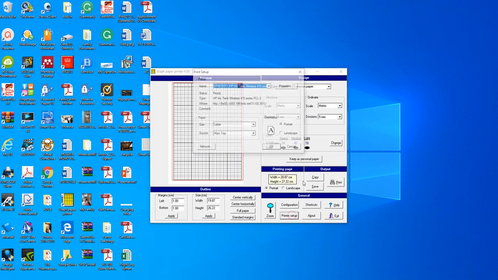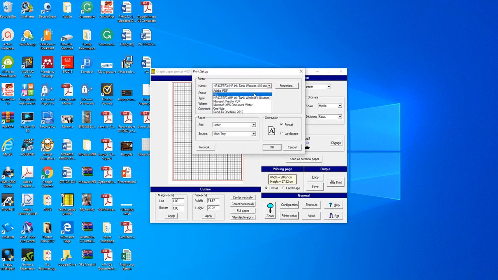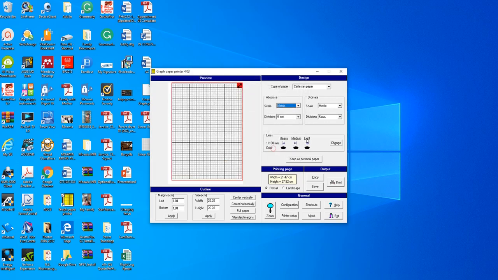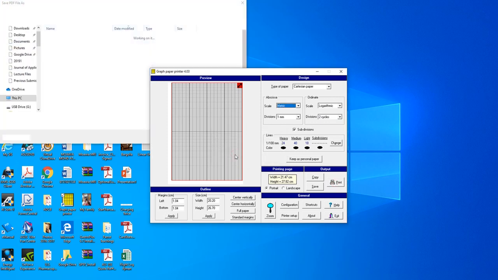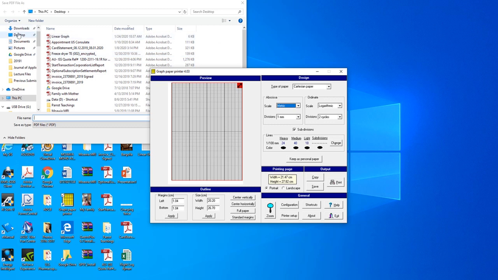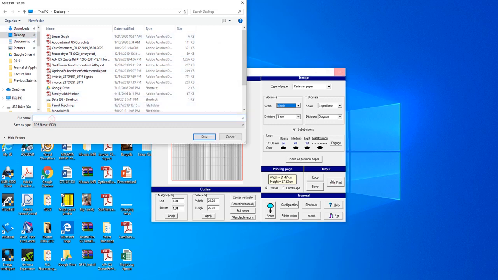Okay, printer setup. I'm going to use PDF, and my abscissa is in metric. I will use 1 millimeter, but my ordinate, y axis, is going to be logarithmic. And how many cycles? I said I need two cycles. Now I will print this one. I will save it as two cycles.